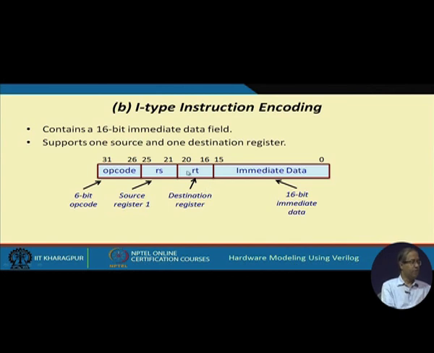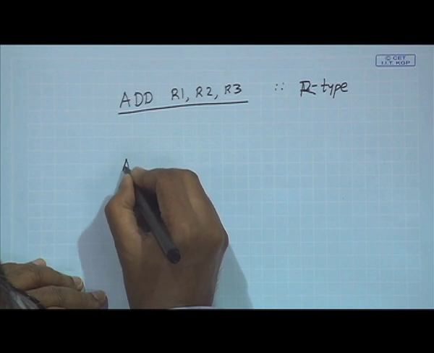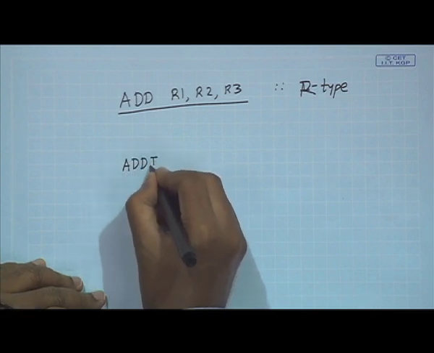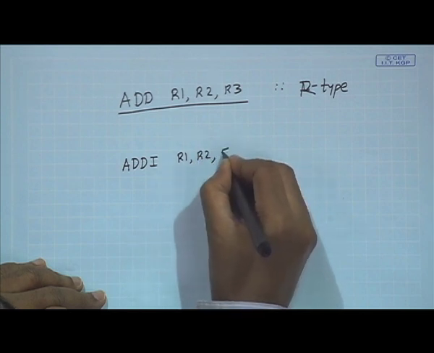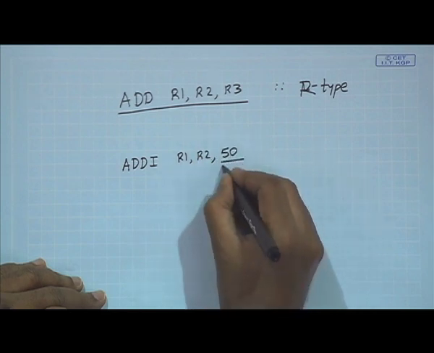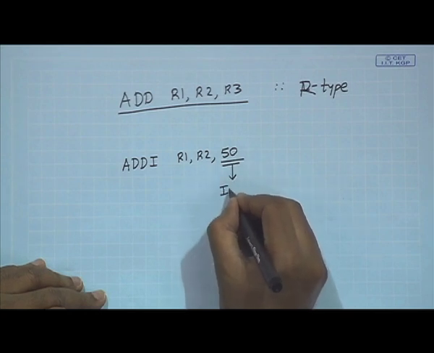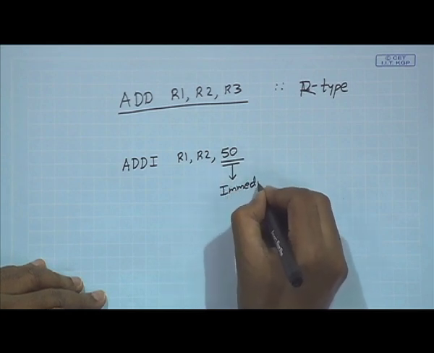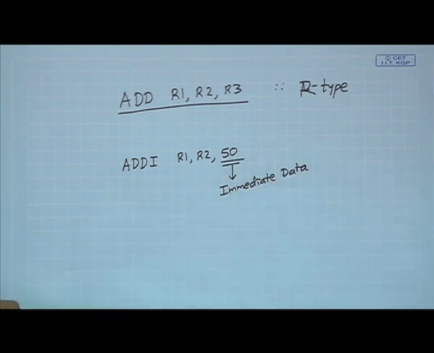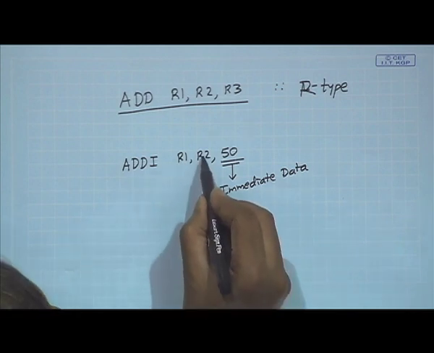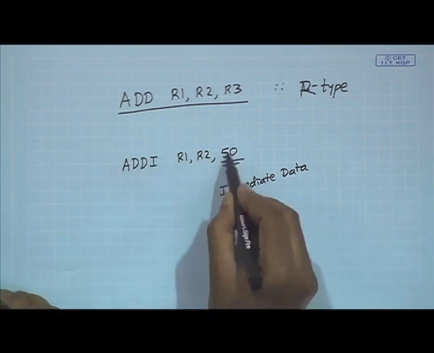Fine. Now, let us look at something called I type or immediate type instruction encoding. Let us take an example, what kind of instruction we are talking about. Let us say add immediate, we are saying R1, R2, then a number 50. This 50 is sometimes known as immediate data, that is why we call it immediate mode or I mode. So, there will be 2 registers, the operation and an immediate data.